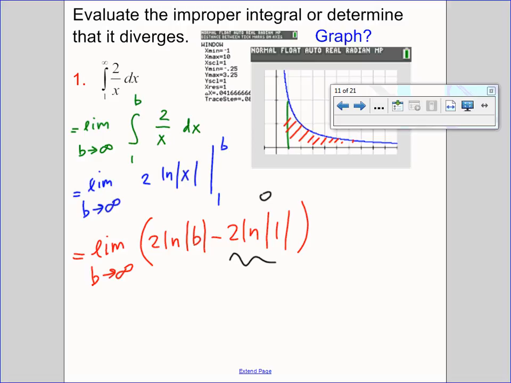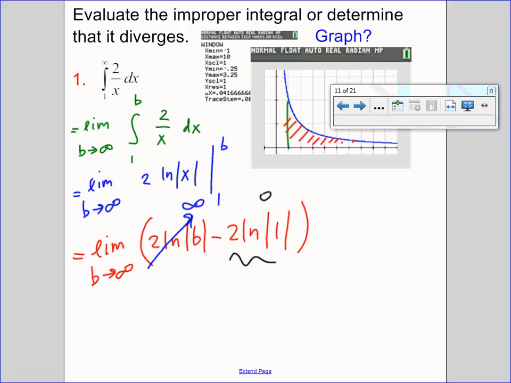What happens to this quantity as b goes to infinity? It becomes 2 ln of infinitely large, right? 2 ln of infinity. And as the natural log function goes, as x goes to infinity, ln of x also goes to infinity. So this is infinite. If this is infinite, then the improper integral does not exist and is said to diverge.